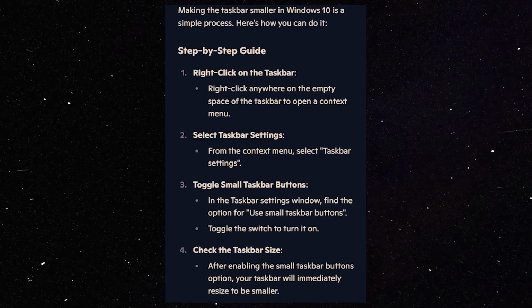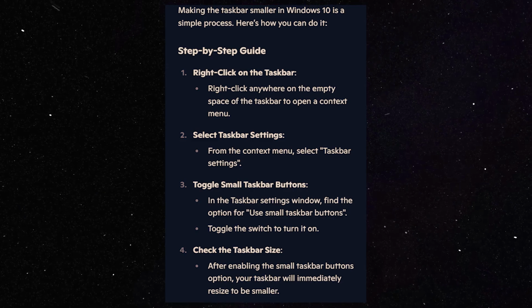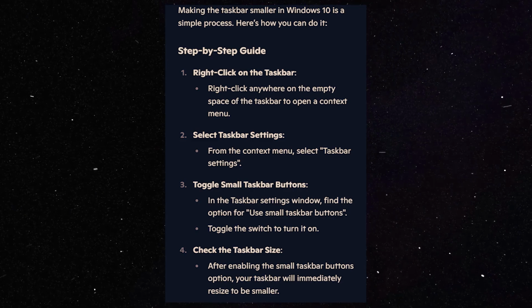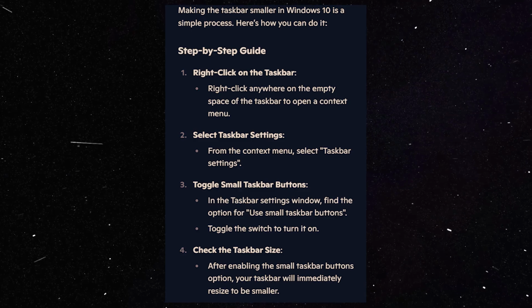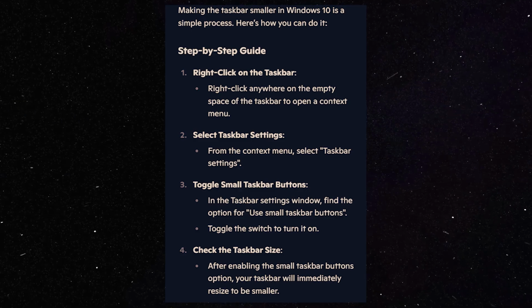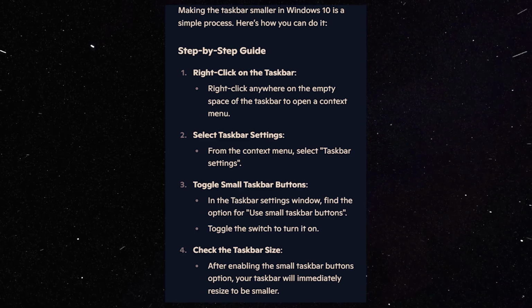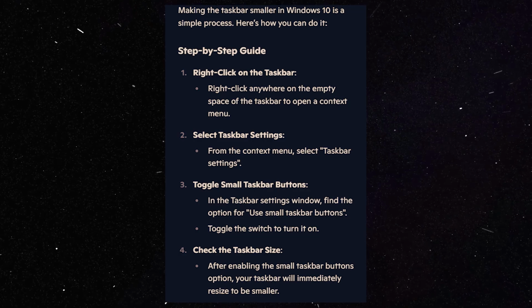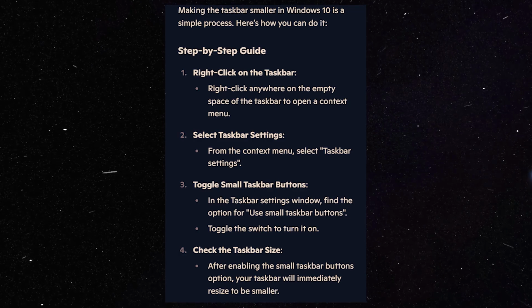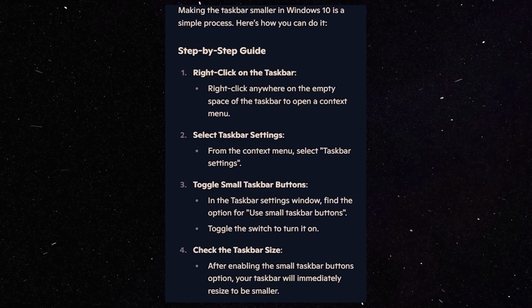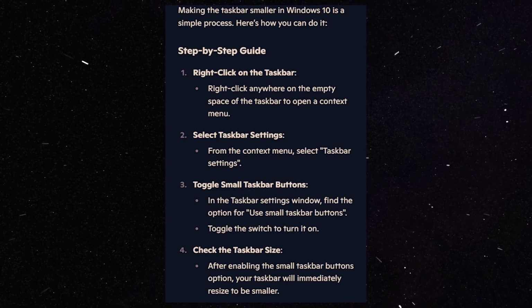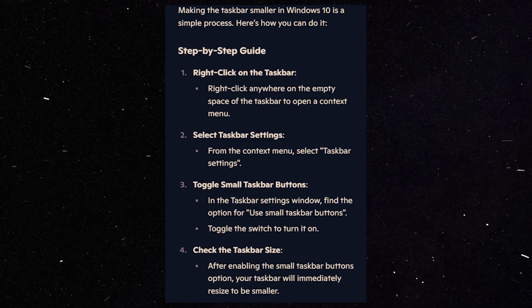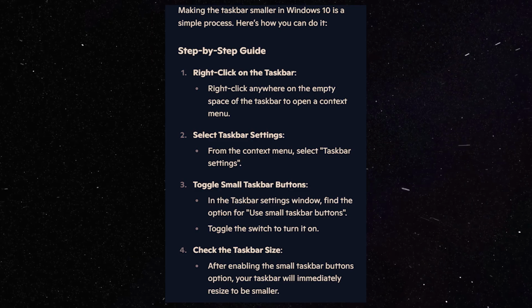Right-click anywhere on the empty space of the taskbar to open a context menu. From the context menu, select Taskbar Settings. In the Taskbar Settings window, find the option for Use Small Taskbar Buttons. Toggle the switch to turn it on. After enabling the Small Taskbar Buttons option, your taskbar will immediately resize to be smaller.